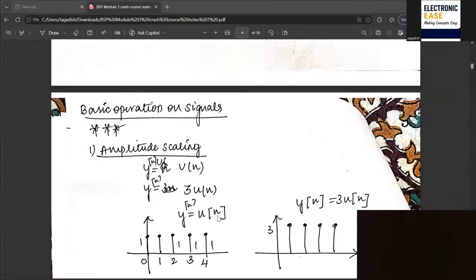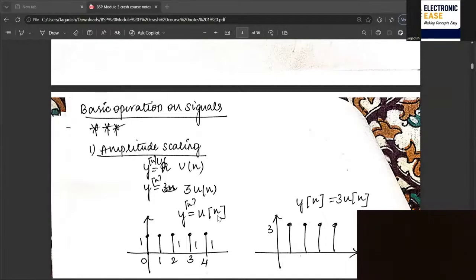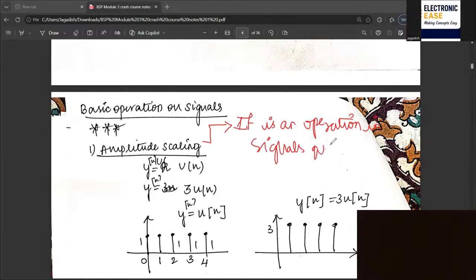Okay, next is amplitude scaling, children. I have not written the definitions for this. They have asked the definitions in the examination. Amplitude scaling is an operation in signals where the amplitude is getting multiplied by a constant, that is the k factor.